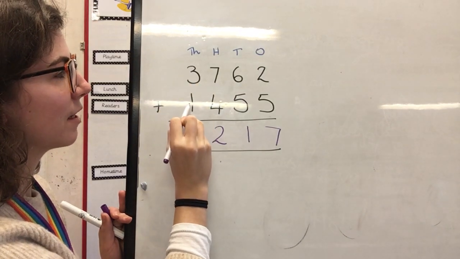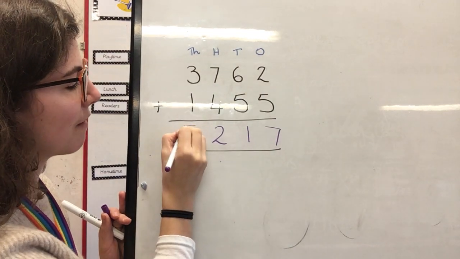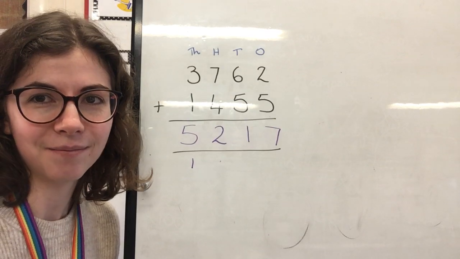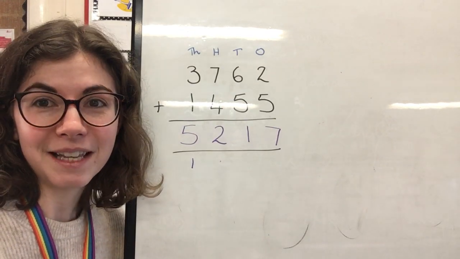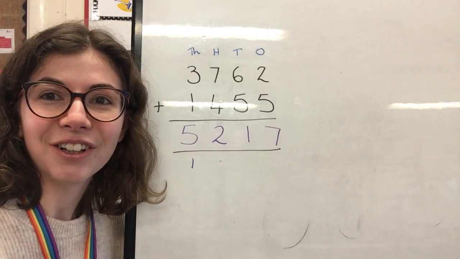3,000 plus 1,000 is 4,000, plus that 1,000 down there will give me 5,000. So the answer is 5,217. I hope that has helped you remember our method for column addition, and good luck when you try it at home.